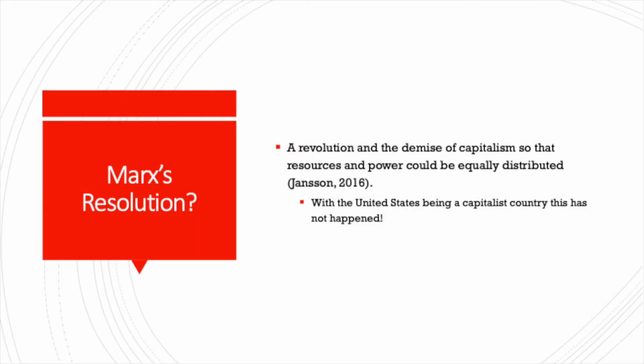So Marx's resolution was to just get rid of capitalism so that resources and power could be equally distributed among everybody. So with the United States being a capitalist country, this has yet to happen.